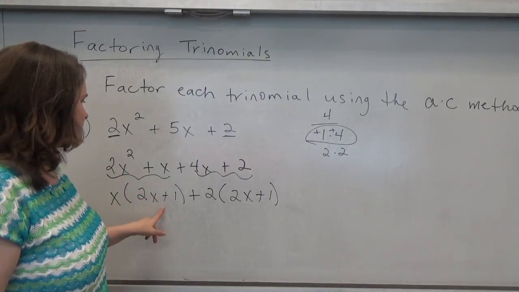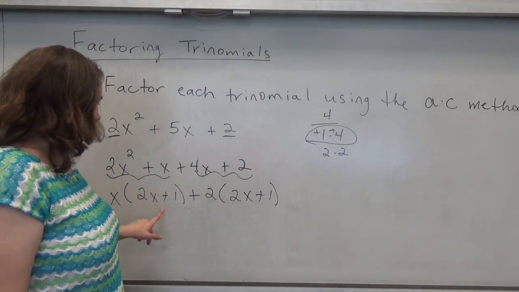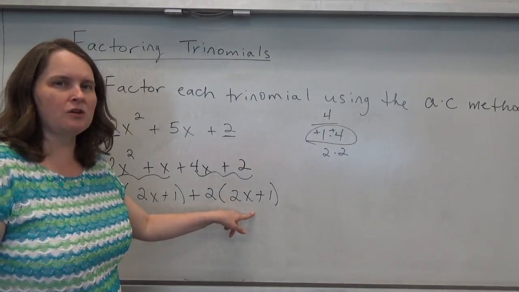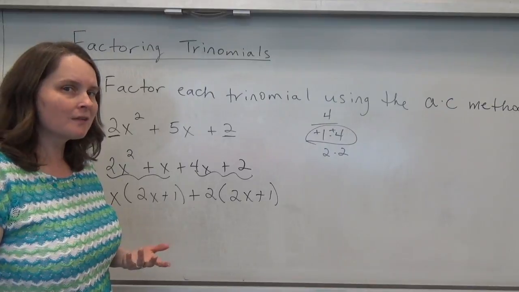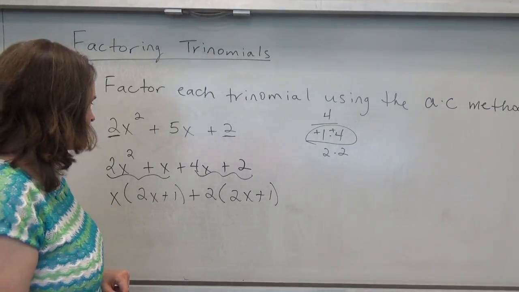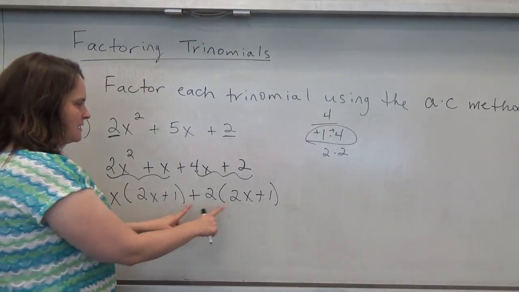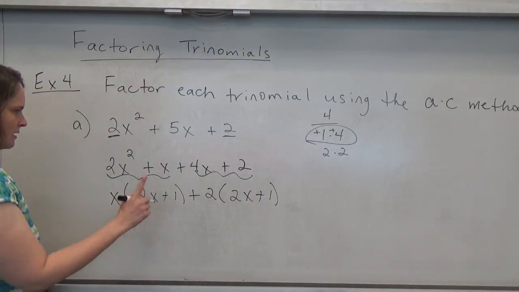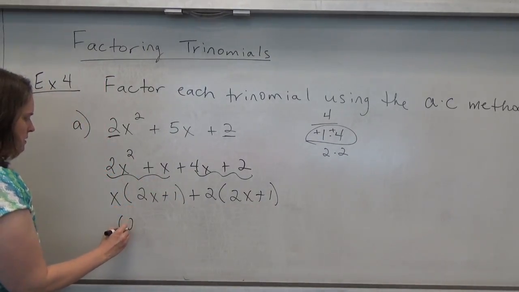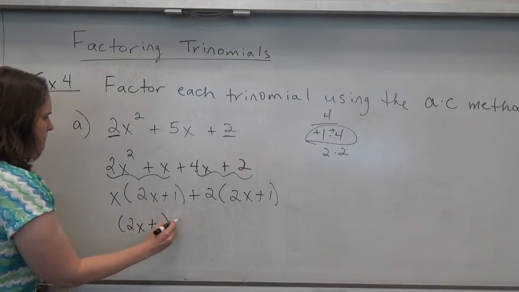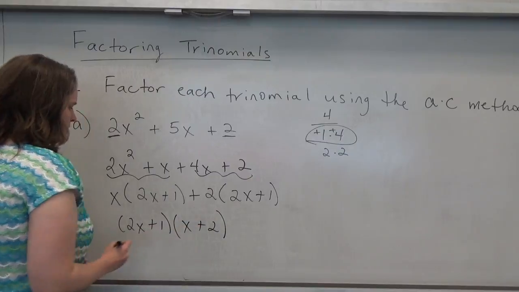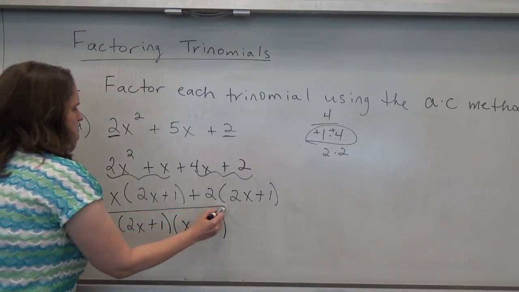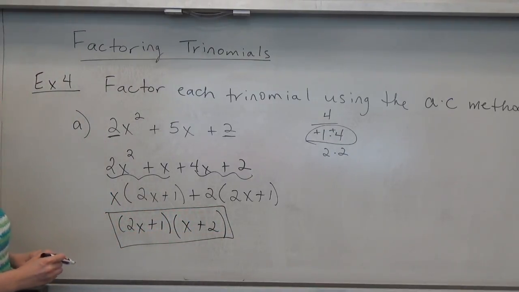Again, what if these are not the same? If these 2 binomials are not the same, then you need to go back and try it again. You probably messed up somewhere, or maybe it's not going to factor. But at any rate, we have to get the same factors here and here. So we can factor out the 2x plus 1 as our GCF. That leaves me with x plus 2. Okay, and that is my answer. I have factored the trinomial using the A times C method.